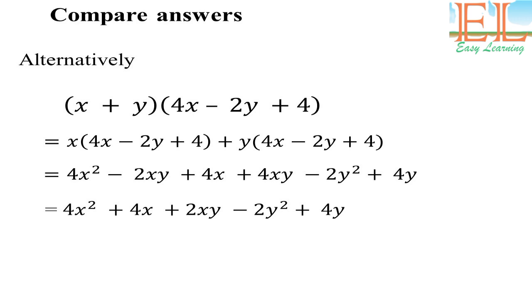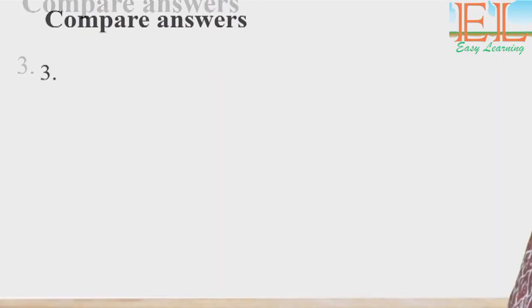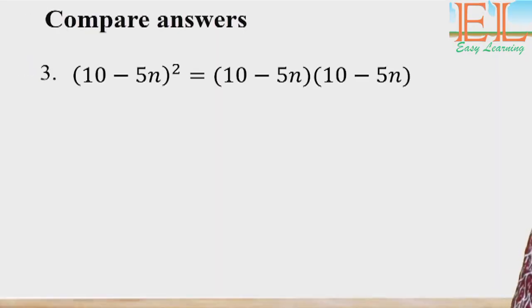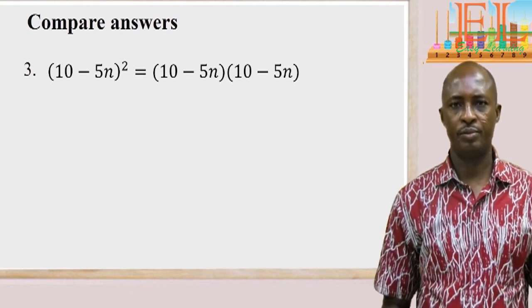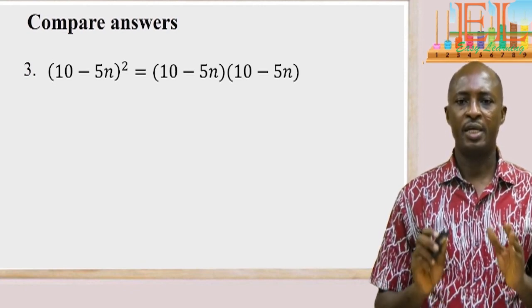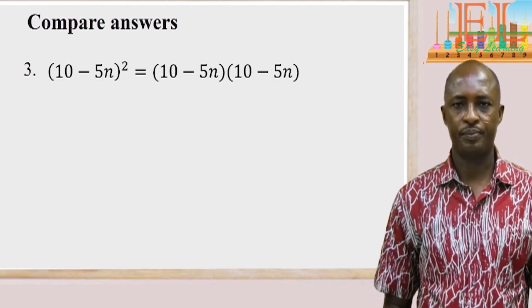And when you simplify, you arrive at the same answer. 4x squared plus 4x plus 2xy minus 2y squared plus 4y. Isn't that interesting? Now, we can do this third one without going through the table, just applying the distributive property.